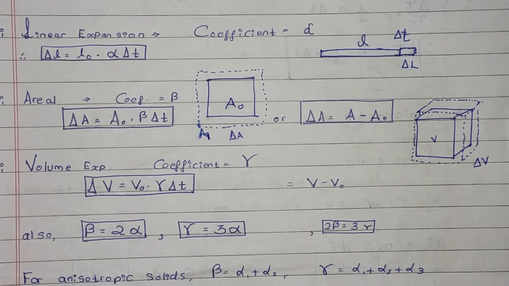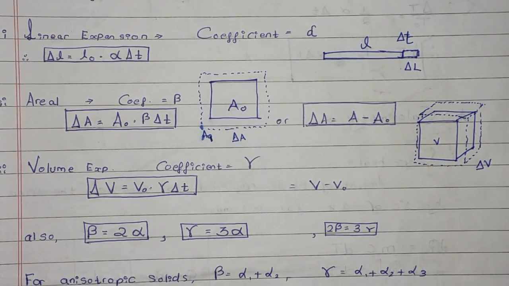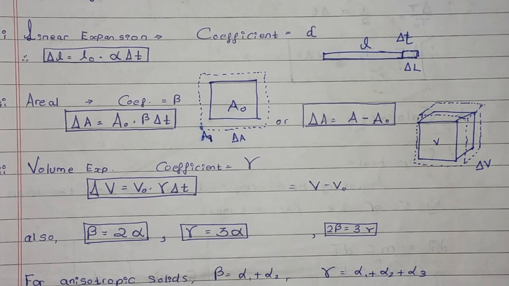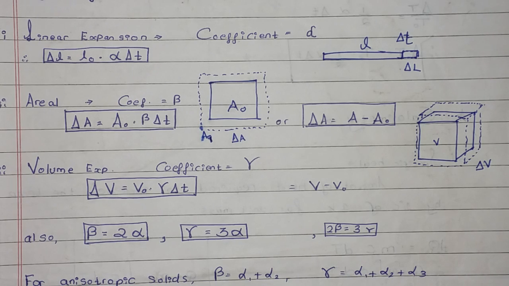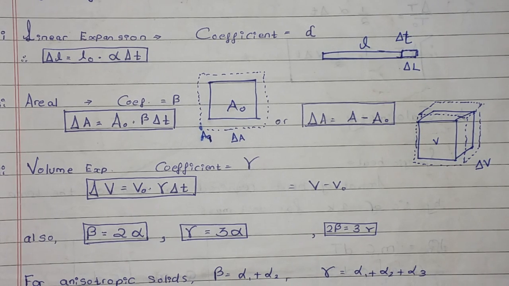So delta L equals L naught alpha delta T, delta A equals A naught into beta delta T, and delta V equals V naught into gamma delta T. And now below you can see the relation between alpha, beta, and gamma, where beta equals 2 times alpha, gamma equals 3 times alpha, and of course 2 beta equals 3 gamma.